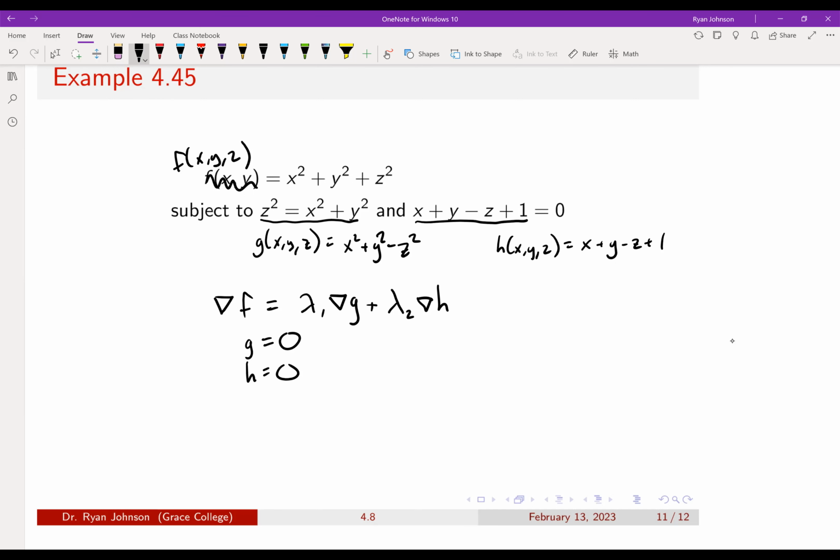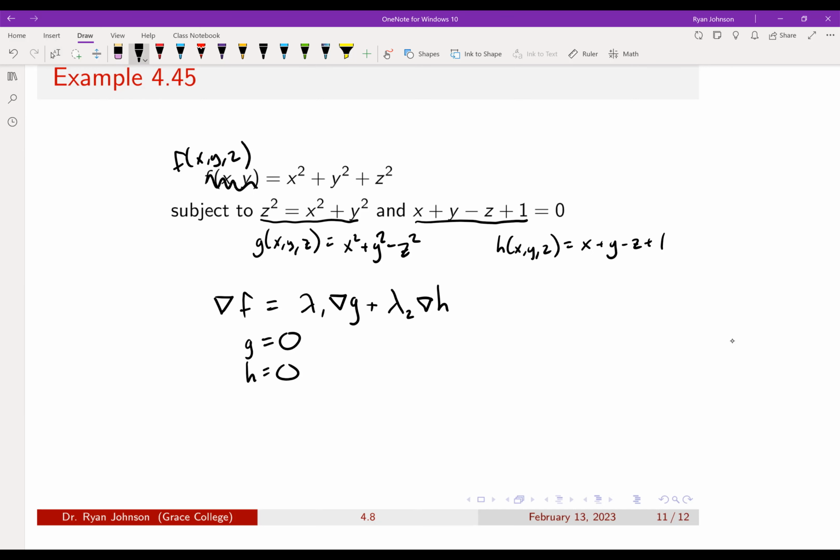Okay, so this gives us another unknown, because now we have two lambdas floating around, and also one more equation, and that we get the h equals 0 as well. So it just means even more algebra. So let's be brave and just go for it.